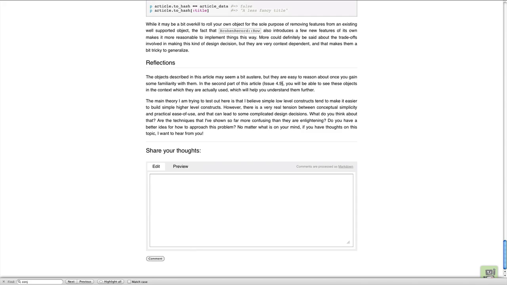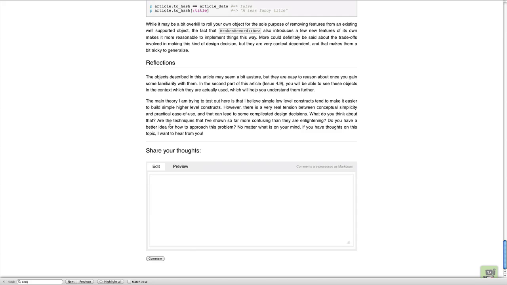In the second part of this article, issue 49, you'll be able to see these objects in the context in which they are actually used, which will help you understand them further. The main theory I'm trying to test out here is that I believe simple low-level constructs tend to make it easier to build simple higher-level constructs. However, there is a very real tension between conceptual simplicity and practical ease of use, and that can lead to some complicated design decisions.